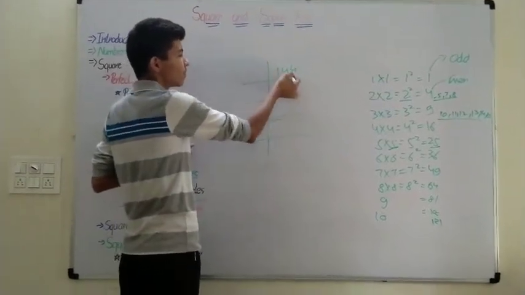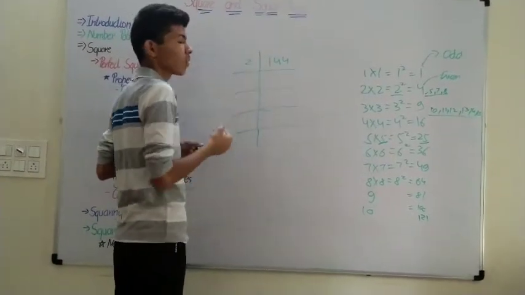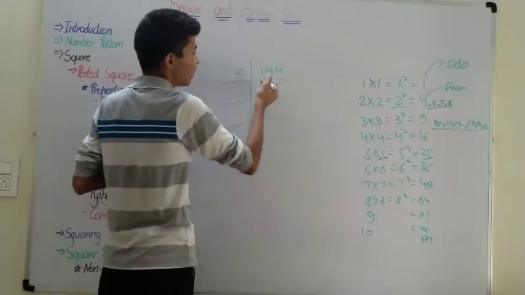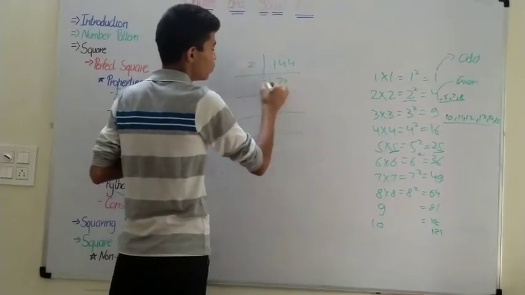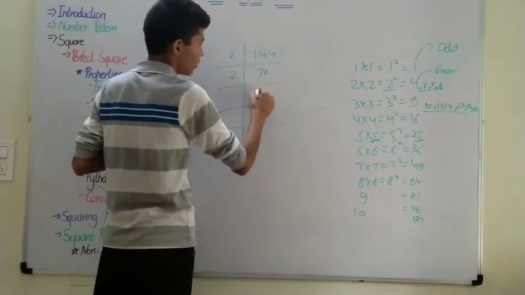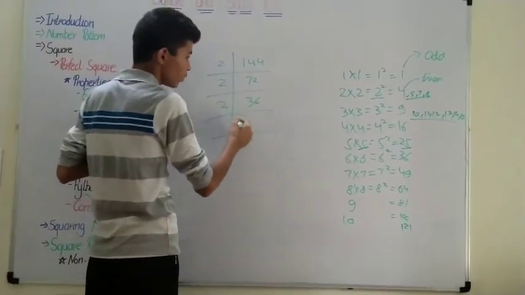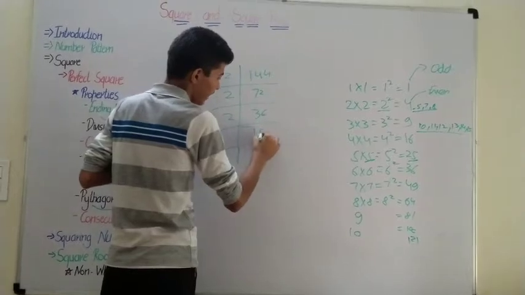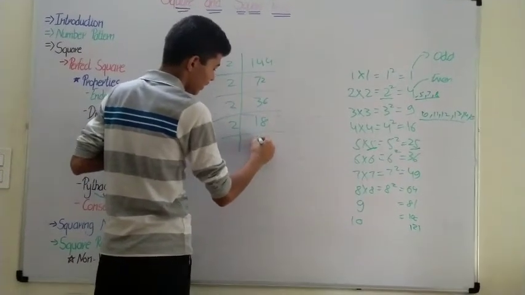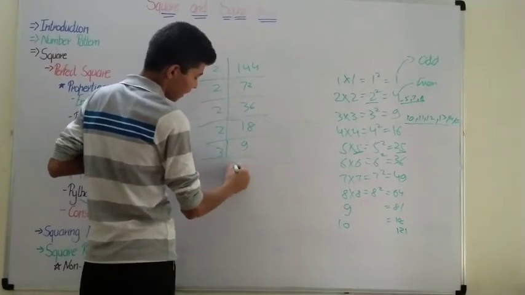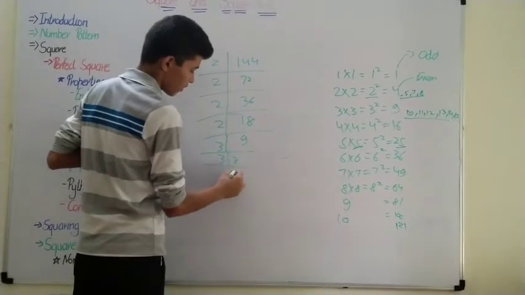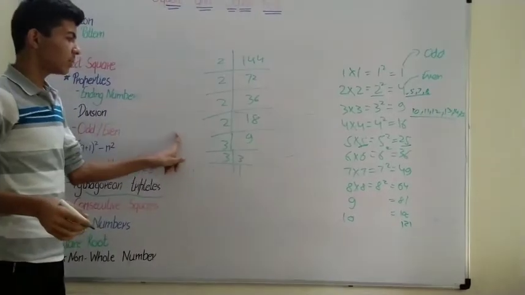So this number is divisible by 2, and then it would give us 72. Then again by 2, that is 36. Then again it will be divisible by 2, so we have 18, and 18 divided by 2 is 9. That is 3 times 3. So now we have divided these numbers.